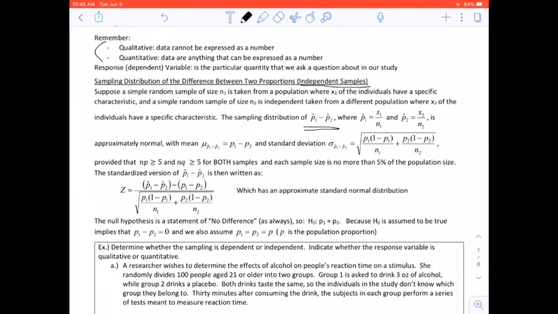The sampling distribution, which is going to be P1 hat minus P2 hat, where P1 hat is X1 over N1 and P2 hat is X2 over N2, is approximately normal with a mean equal to P1 minus P2 and a standard deviation, and the formula is given, provided that NP is greater than or equal to 5 and N times Q is greater than or equal to 5 for both samples, and each sample size is no more than 5% of the population size. The standardized version for our P1 hat minus P2 hat is then written as our Z, which is our test statistic, which has an approximate standard normal distribution.